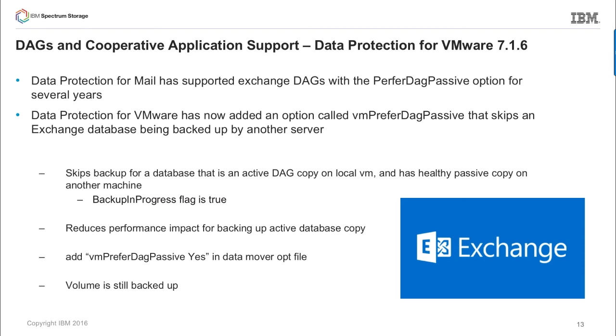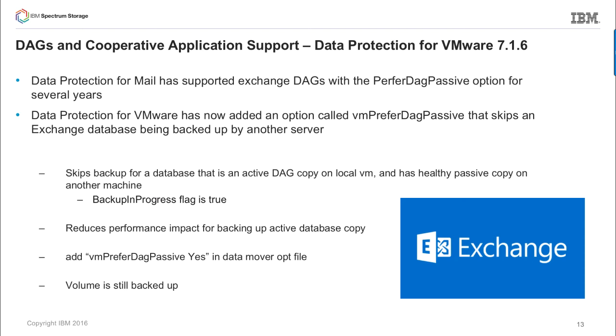Moving on to database availability groups. The Spectrum Protect for Mail, data protection for Exchange, has supported database availability groups for quite a while now, for several years. And there is a parameter called preferred DAG passive, which allows data protection for Exchange to, when it's backing up Exchange, pick the passive version of an Exchange database if it is good and not corrupted, and only pick up the active version if a passive version is not available.